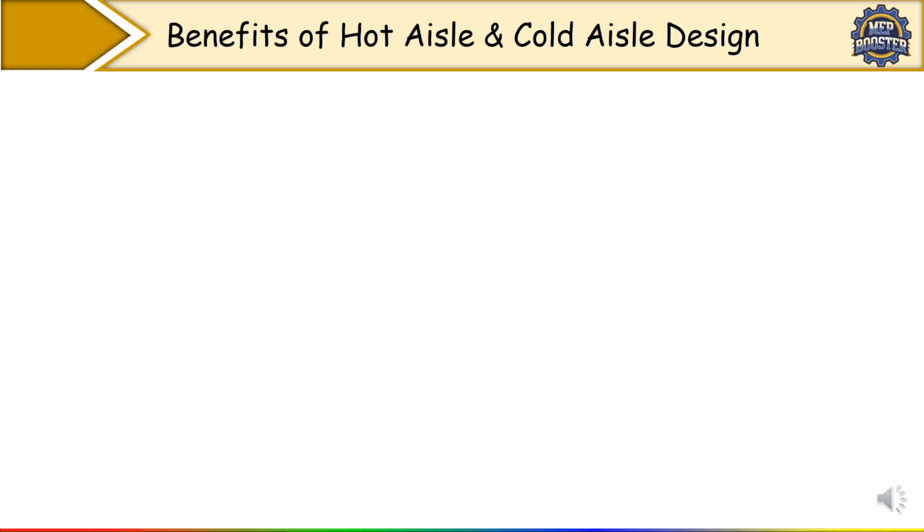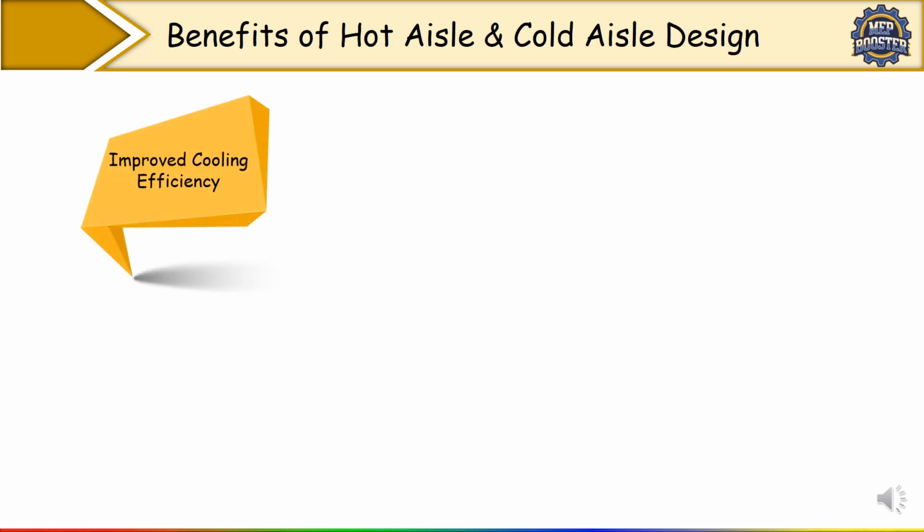So now we'll discuss the benefits of hot aisle and cold aisle design. So in that, the first one is what? It improves cooling efficiency. As you know, by separating cold air and hot air, mixing is minimized. So this allows the cooling system to work more effectively. Okay, cooling is delivered exactly where needed, like in server front. Okay, is it clear? So this is the first benefit of cold aisle and hot aisle.